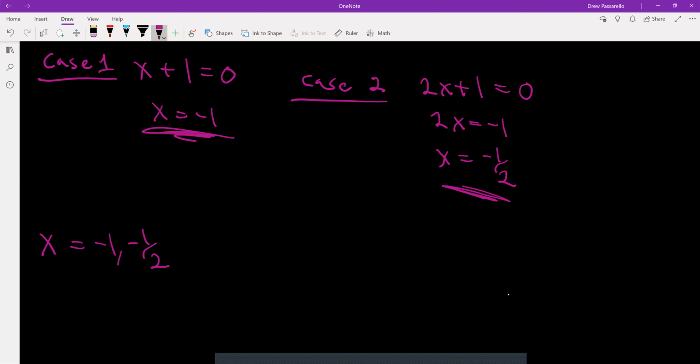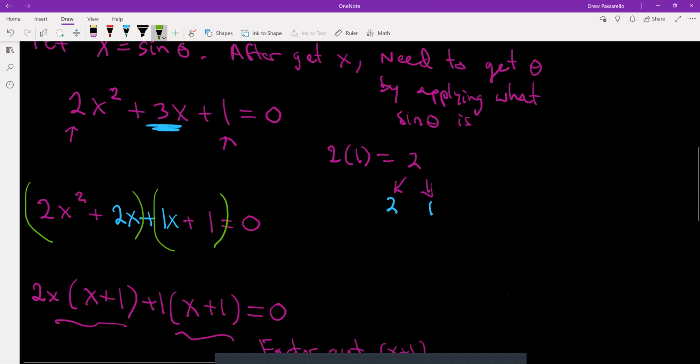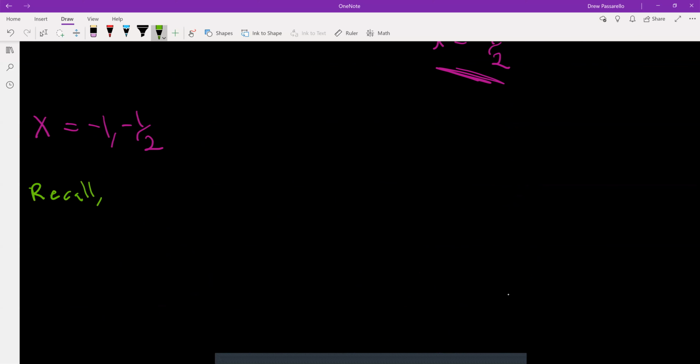Now I need to go back and substitute what I had earlier. So x was sine of theta. So recall, I did a change of variable. I had x equals sine of theta. So changing it back in terms of theta, this is going to say sine of theta is either -1 or sine of theta is -1/2.